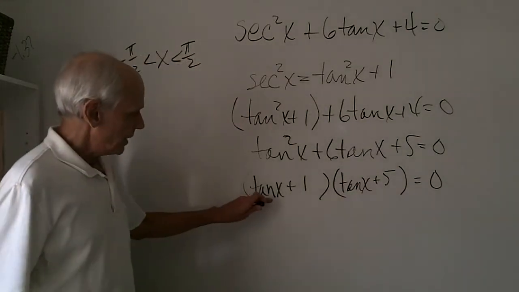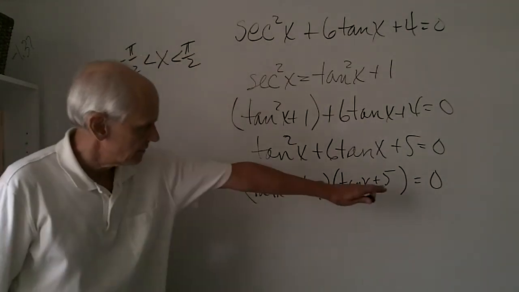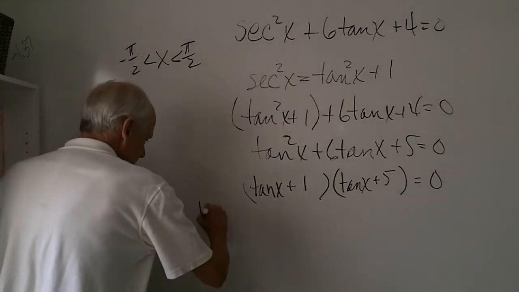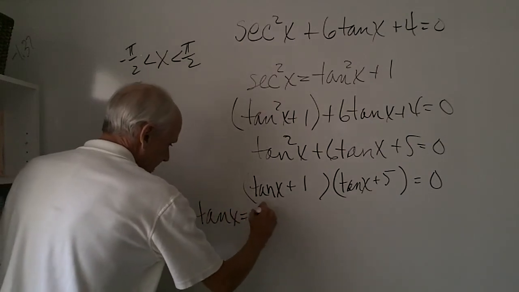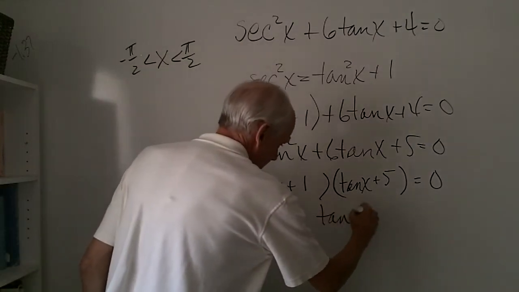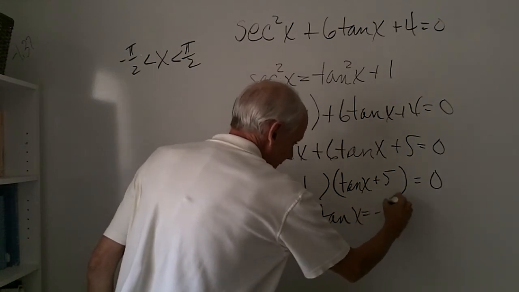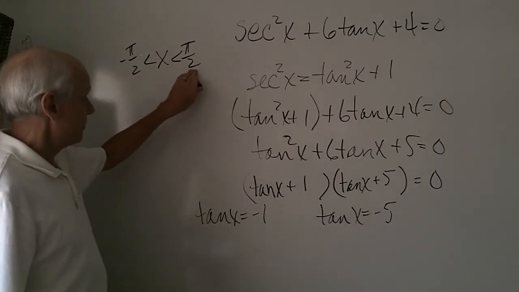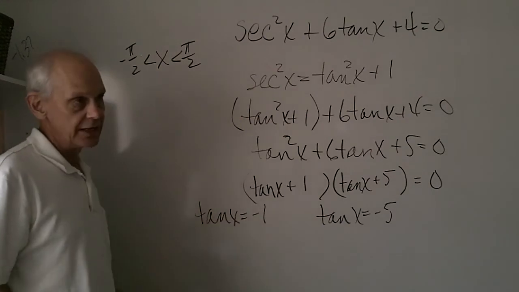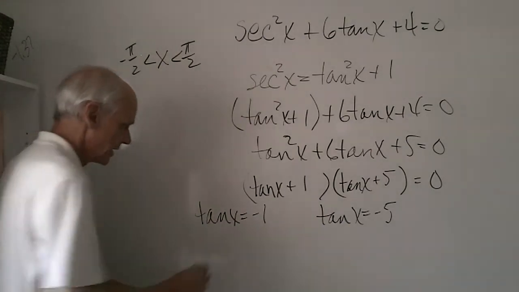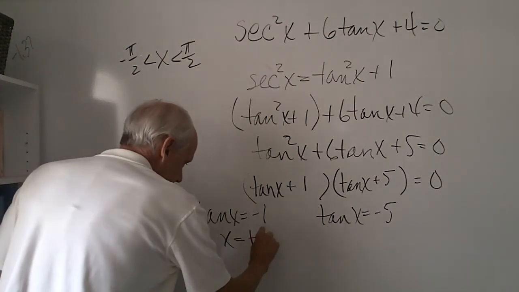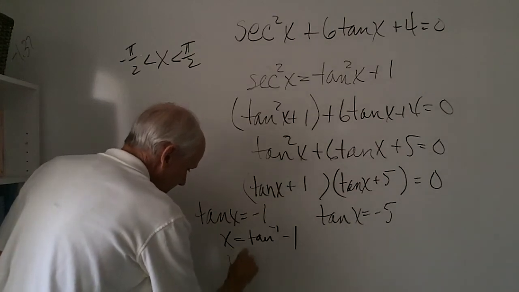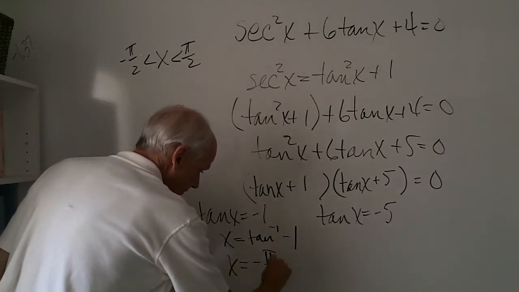Well, if I multiply two factors and their product is 0, then either one of them or both of them are equal to 0. So I can say tan x is equal to negative 1, or tan x is equal to negative 5. In this case, what angle between negative pi over 2 and positive pi over 2 has a tangent of negative 1? So I'm going to use the inverse tangent function. I'm going to say x is equal to inverse tan of negative 1. X is equal to negative pi over 4.